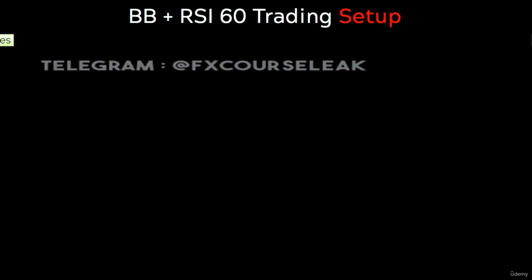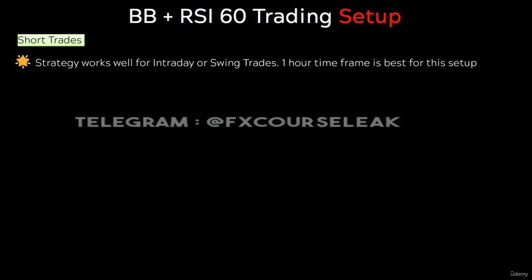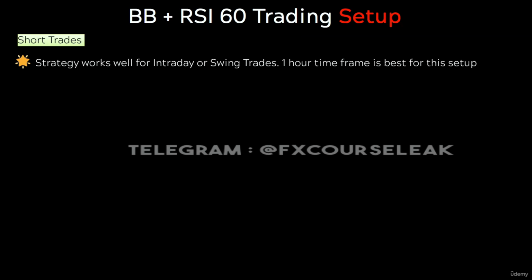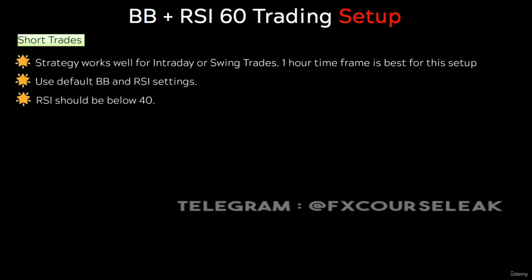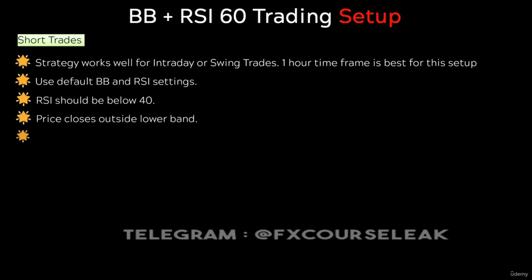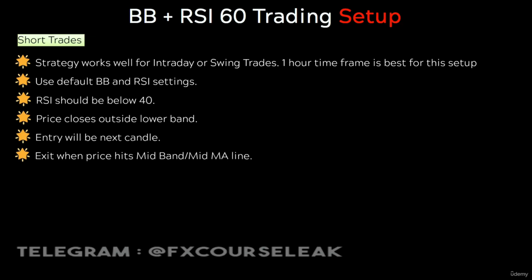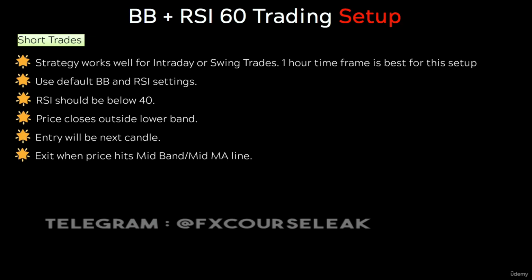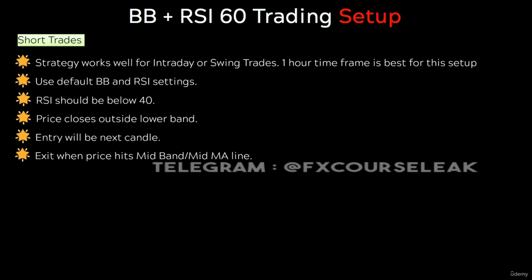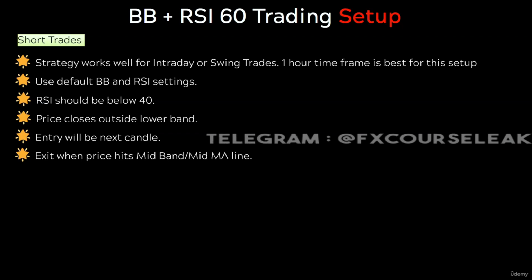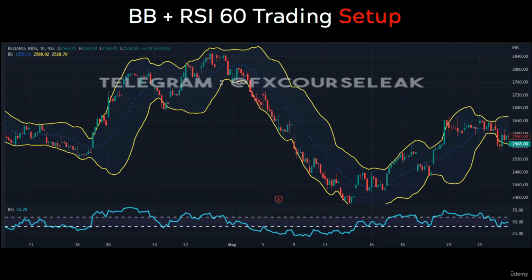Next, for short setups, the rules are just reversed. So for the short setup, again the best time frame is 1 hour for this strategy. Then RSI should be below 40. Next, if the price closes outside the lower band, then we will take entry at the next candle. Finally, we will exit when the price hits this mid-moving average line. Here also there is no stop loss since our exit is dynamic at this mid-moving average line. Next, let's see a practical example of the short trade.